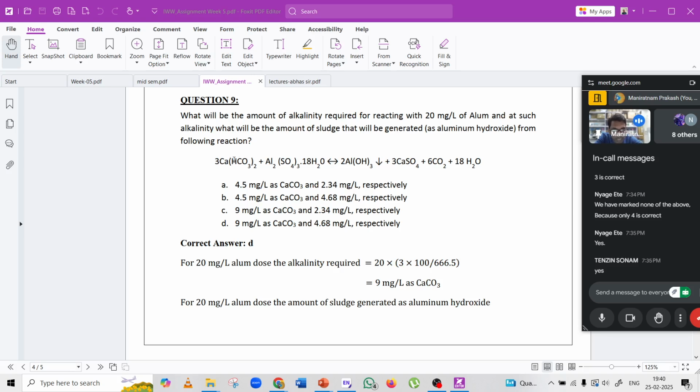So first from here we have to find out the bicarbonate concentration. Once we know the bicarbonate concentration, we will be finding the equivalent of bicarbonate. And once the bicarbonate equivalence is found out, then we will be multiplying it by the equivalent weight of calcium carbonate, that is 50. Then also you will get this same answer, 9 milligram per liter. Did anyone get what I said?